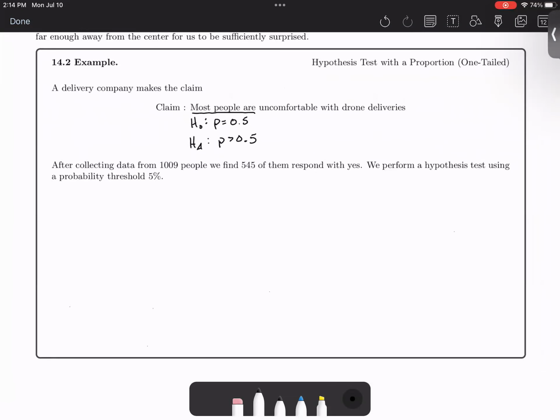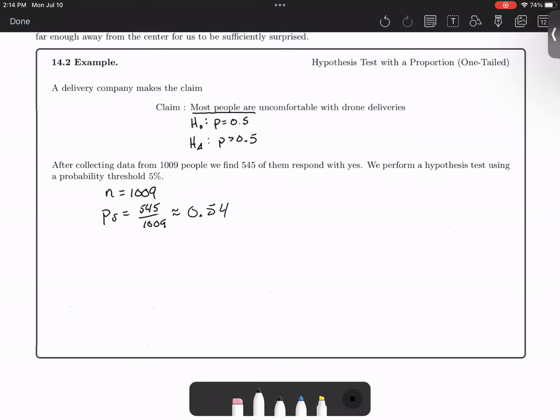So we do a study of 1,009 people, and we find that 545 of them responded with, yes, they are uncomfortable with drone deliveries. We perform a hypothesis test using a probability threshold of 5%. So let's figure out how to use all this information. Our sample size is 1,009. The proportion that we obtained from our sample was 545 out of the 1,009, which gives us, if we round, about 0.54. So it is greater than 50%.